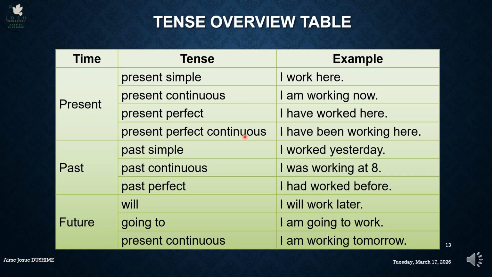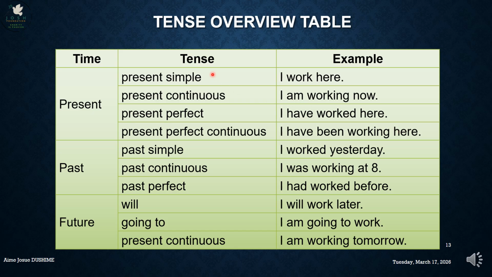Let's see. In this situation, we have to consider that for the present perfect simple, we are focusing on the results. But for the present perfect continuous, we are focusing on the time and the duration. Simply the duration is the time, and the action. We don't focus on the result. We focus on the duration or the activity, while in present perfect simple, we focus on the result that we have. Example: I work here, I am working now, I have worked here, I have been working here.